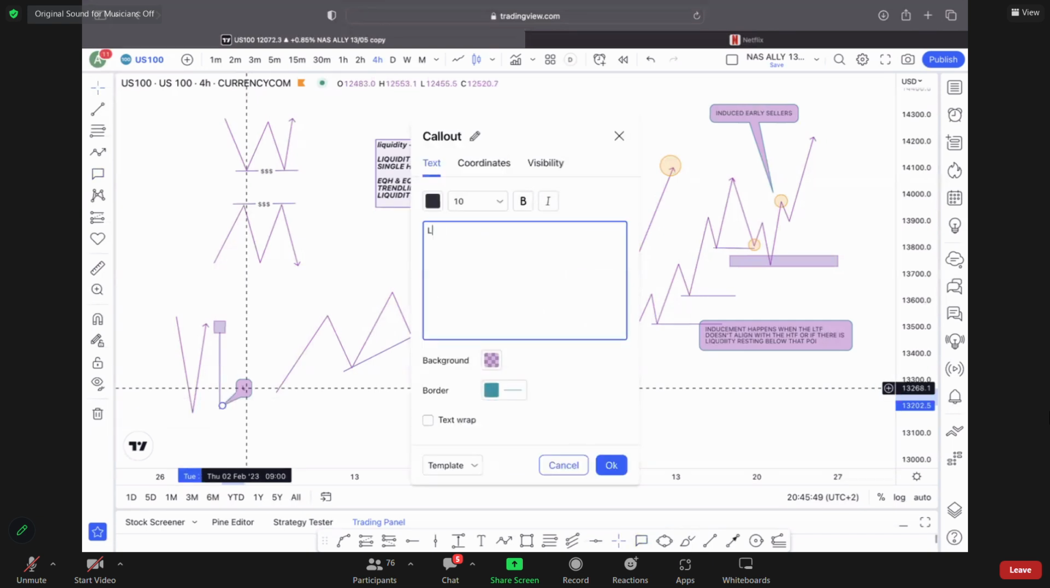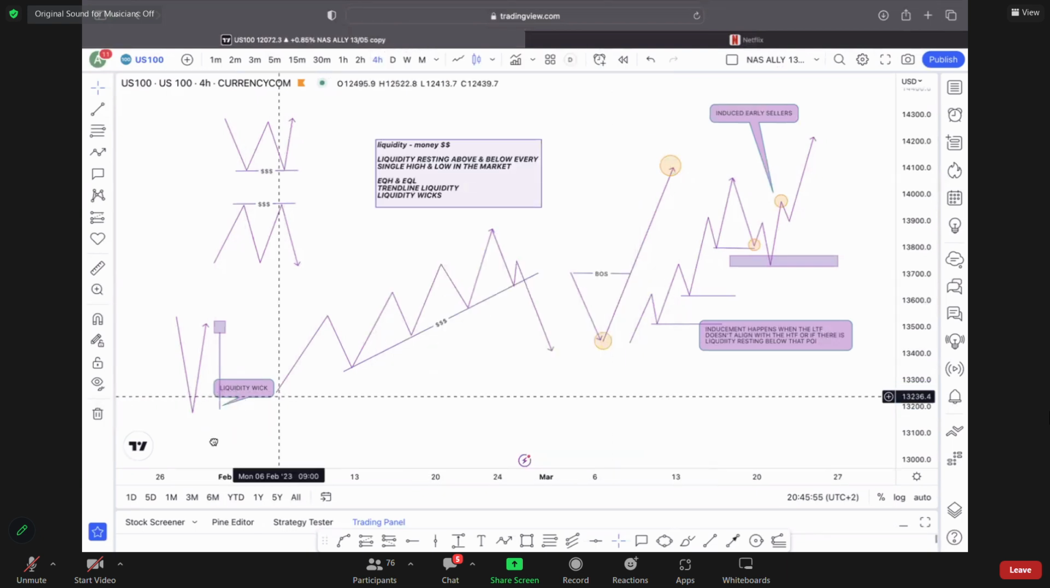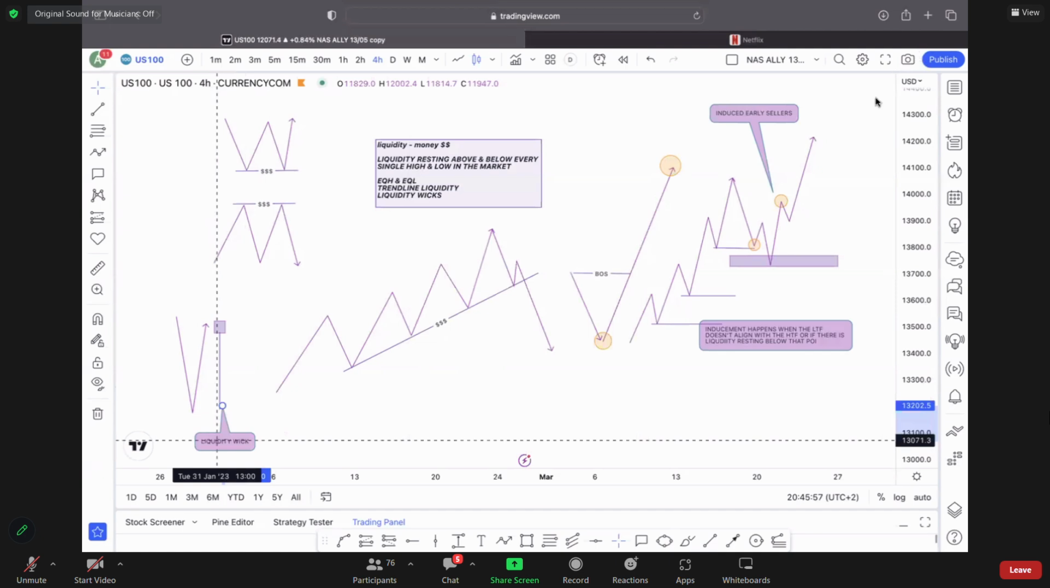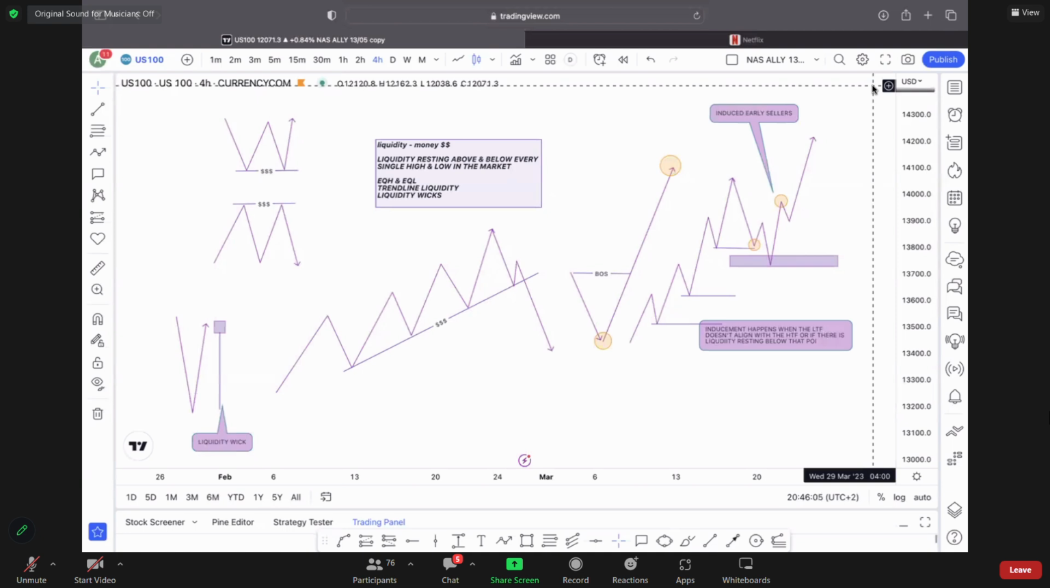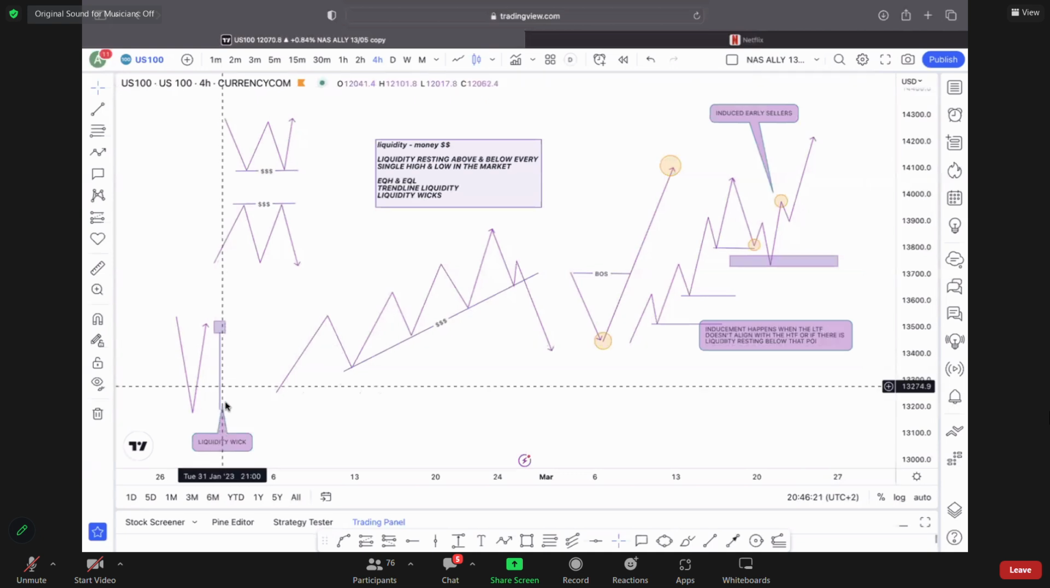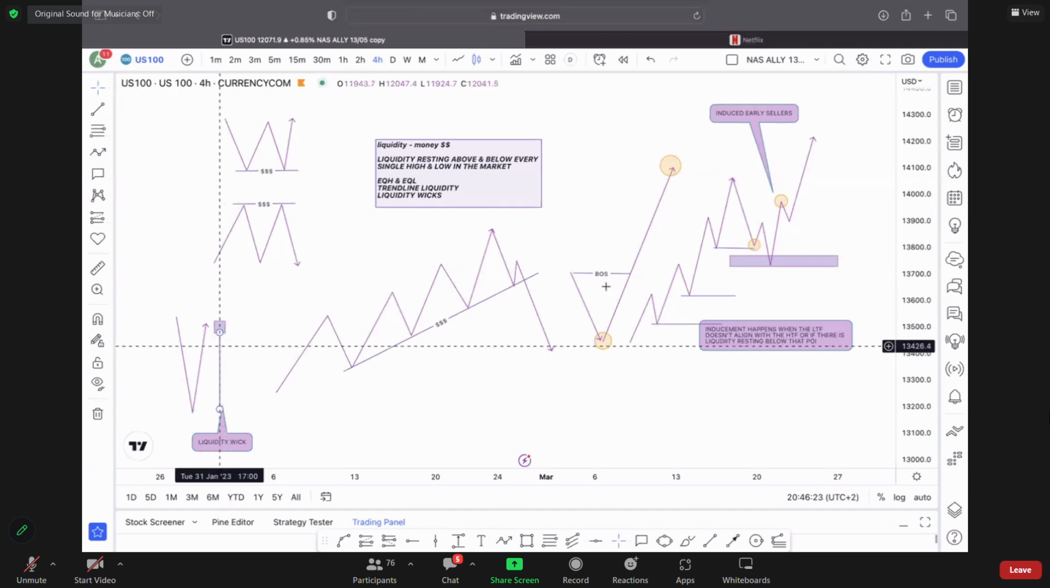Yes, sorry, you had a question. Ali, does the body of the candle that has the wick matter? Well, usually it's going to be quite a big wick. If the wick is quite big, then that's when you know there's a lot of liquidity laying in there, because obviously there's a whole lot of buyers. But I will show you an example of it. Don't worry.